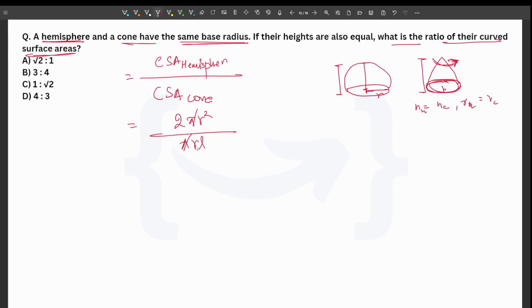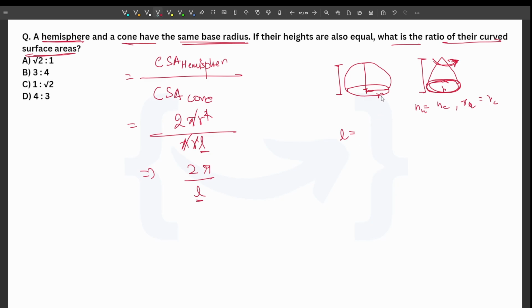So we have pi common, we have R common. Then we have L remaining. So it will become 2R by L in the end. Okay. So we have L. Can I somehow figure out my L? So my L would be what?